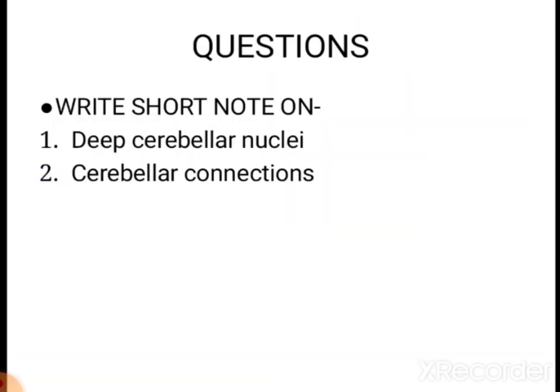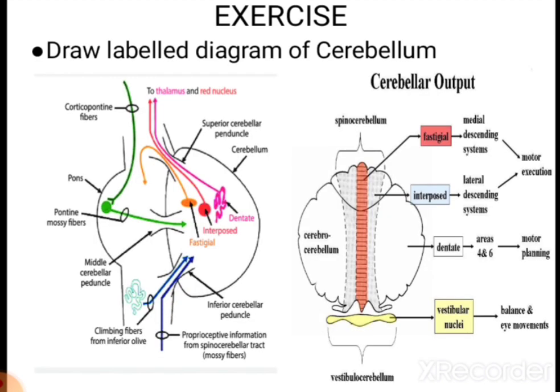Then the questions related to this topic include: write a short note on deep cerebellar nuclei. In this you have to mention the deep cerebellar nuclei and their connections. The second question is cerebellar connections, in which we have to mention the inputs as well as outputs of the cerebellum. Then the exercise for your file is to draw a labelled diagram of the cerebellum. In this you have to draw both these diagrams, in which we have mentioned the different outputs and inputs of the cerebellum.